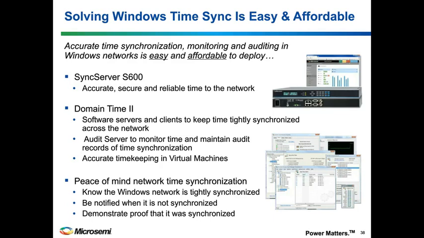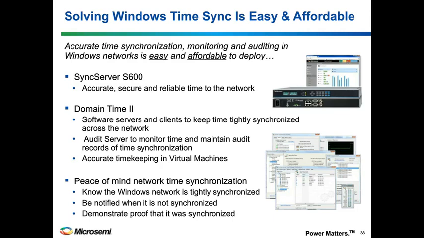So when we get to the network, then we have the solution of Domain Time 2, which is putting essentially software servers on the domain controllers and then a software client on all the other Windows clients, replacing the Windows 32 time service with something that was purpose-built to keep accurate time, to monitor that time, and also audit that time, right? So there's a lot of advantages to the Domain Time 2 implementation on the Windows network. And of course, as Steve just presented, the great results of accurate timekeeping in a virtual machine.